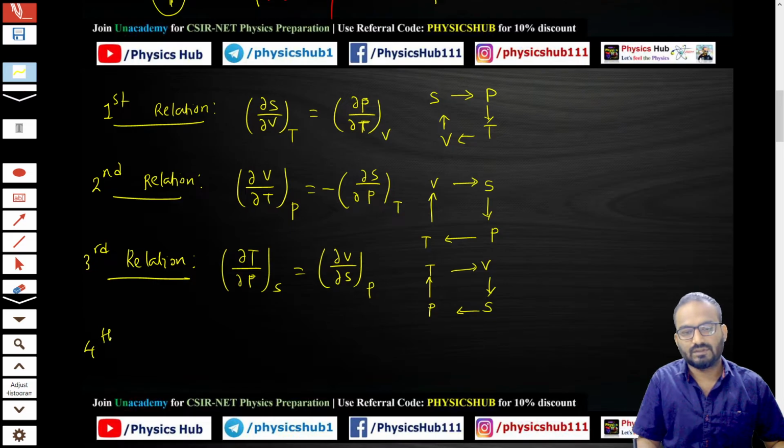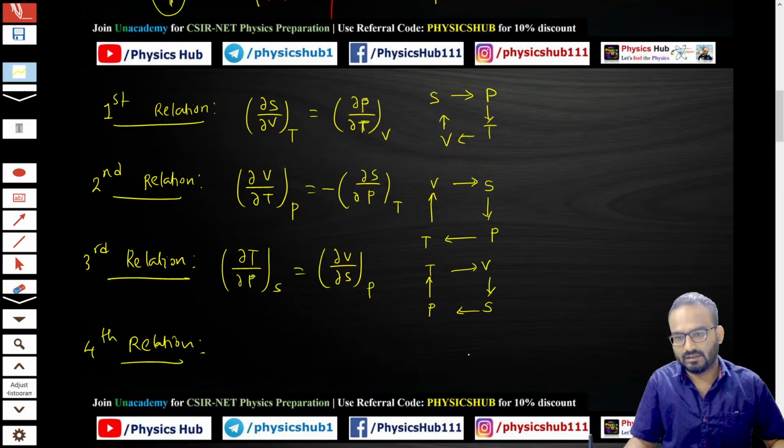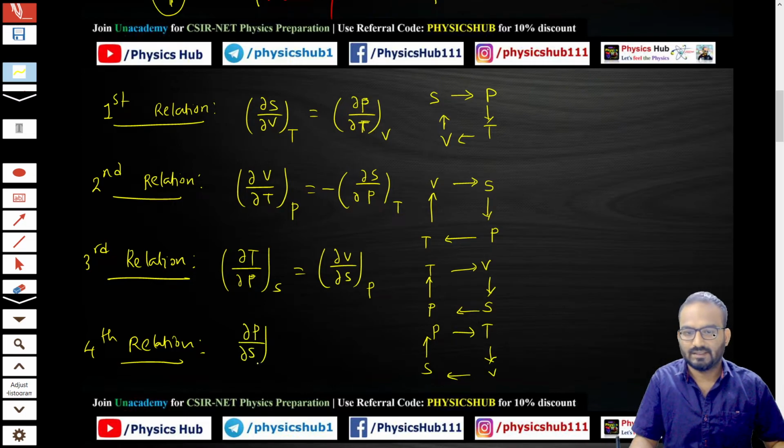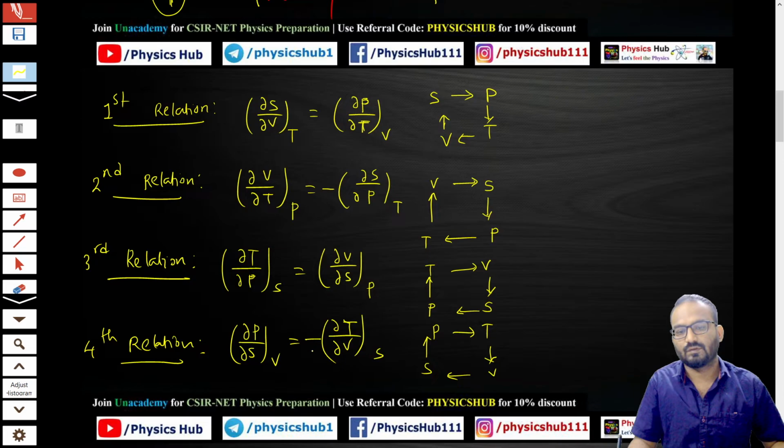Let's go for the fourth relation in a similar way. How will you do that? Let me know if I make some mistake. Firstly S was here, then at the second position, then at the third position. Now it will be in the fourth position: S, P, T, V. So this will be del P by del S at constant V is equal to del T by del V at constant S. Now let's check whether P and T are appearing. P, S, T, V. P and T are not appearing together, so this will be a negative.